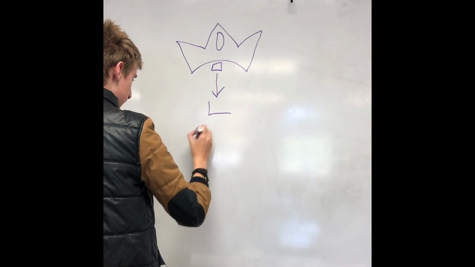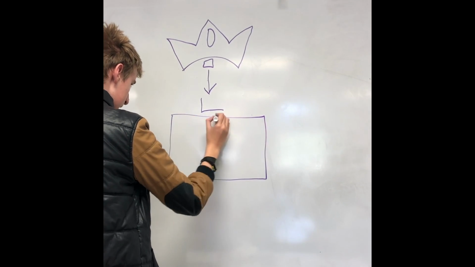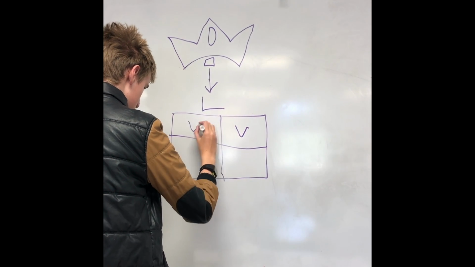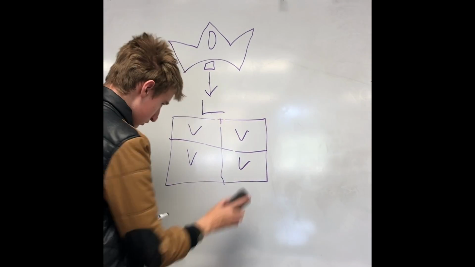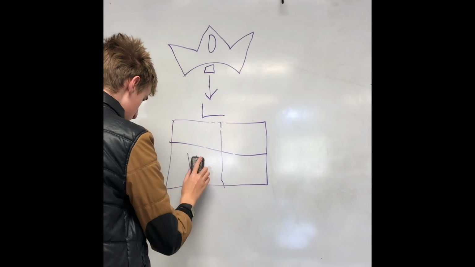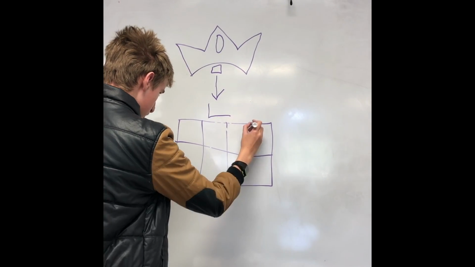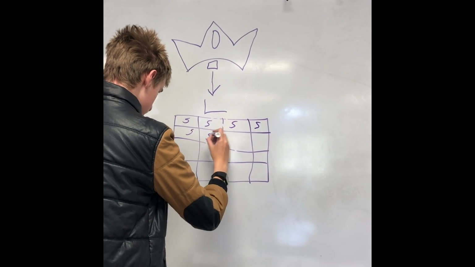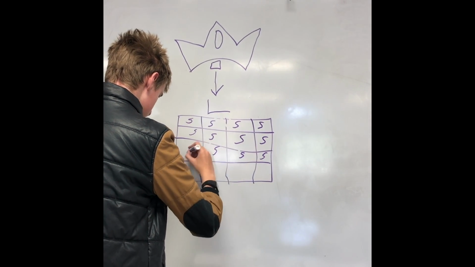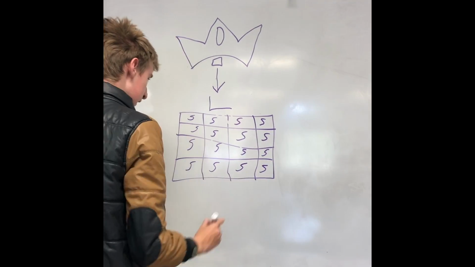So the king gave his land to the lord, as seen by the L. The lord had this rectangle, who he gave to 4 vassals. Now, each of these vassals had divided their sections into 4 to give it to 4 serfs, making a total of 16 serfs serving 4 vassals who served 1 lord who served the king.